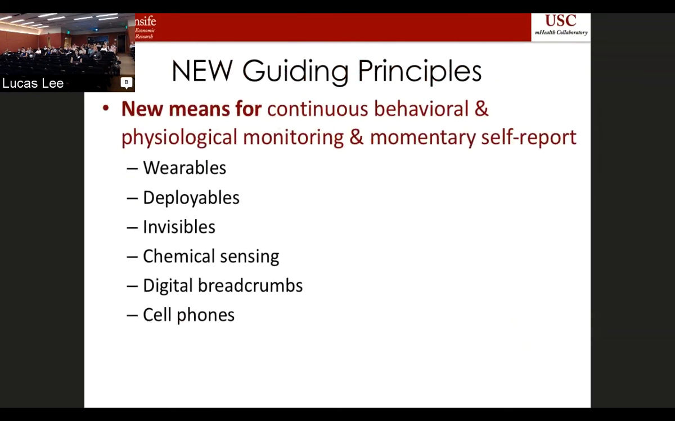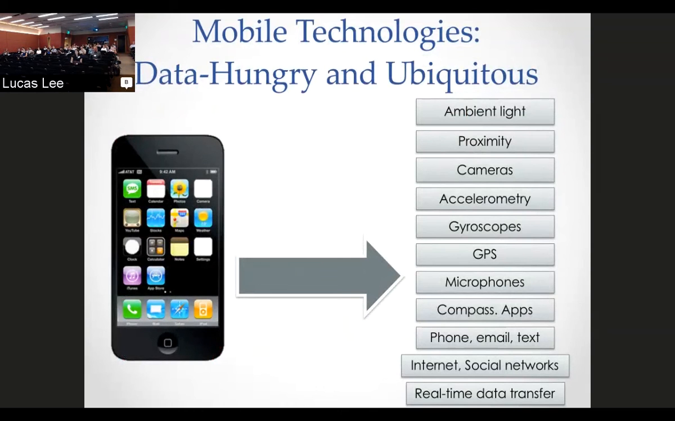So there's some new guiding principles now that we can look at behavior in this way. We have new means for continuous behavior and physiological monitoring and momentary self-report. This is all through wearables, deployables, invisibles, chemical sensing, your digital breadcrumbs, and cell phones. That's the game changer, smartphones, right? Now, Santosh is going to talk about all the other stuff. For a moment, though, indulge me, I'm going to talk about smartphones.